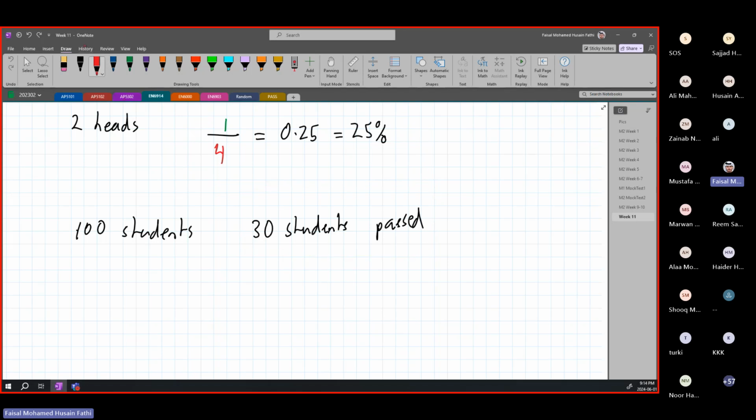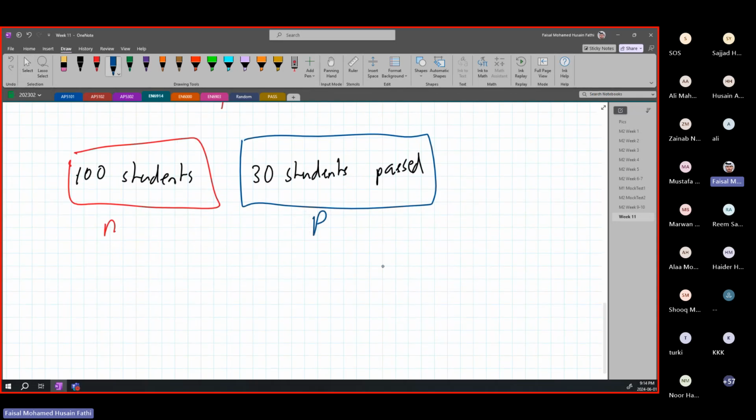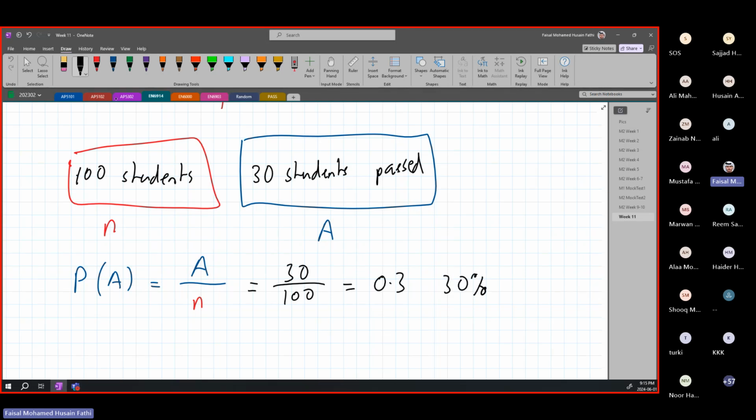Let me actually change the color. This is our 100 students, which is our n, and this is the number of students that passed. Okay, so we'll call this our p, our probability p. So p, or our event, sorry, let's call it A actually, so there's no confusion. So the probability of A is going to be equal to P of A is A occurring over our N, or in other words, 30 out of 100 students. So it is 0.3 or 30% of students.